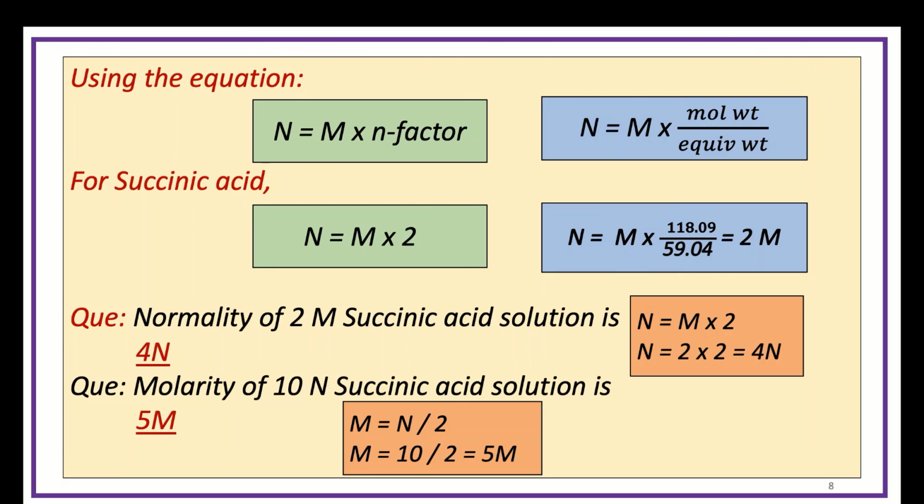This way we can do the conversions for the dibasic succinic acid. When molarity is given, normality can be calculated, or when normality is given, molarity can be calculated.